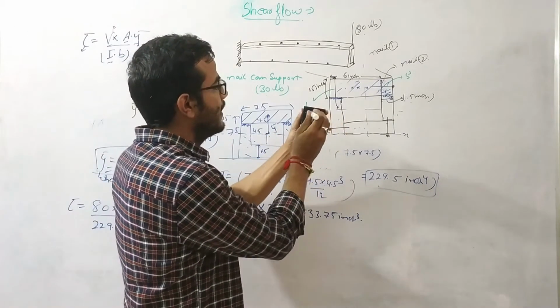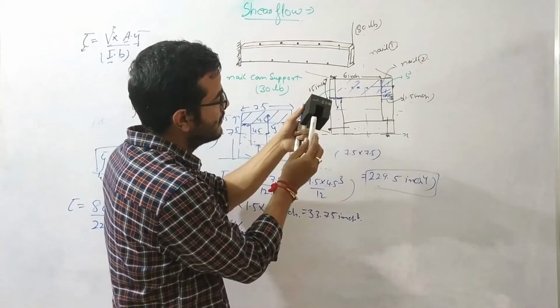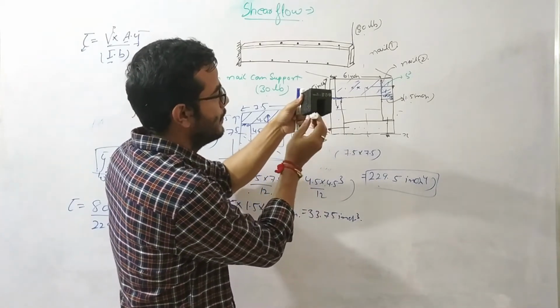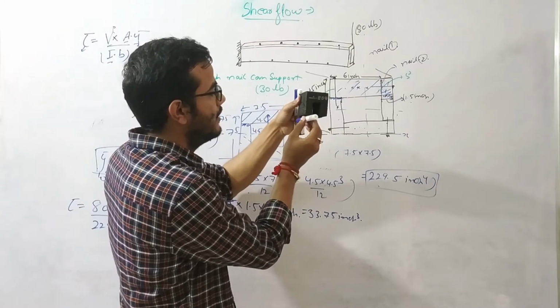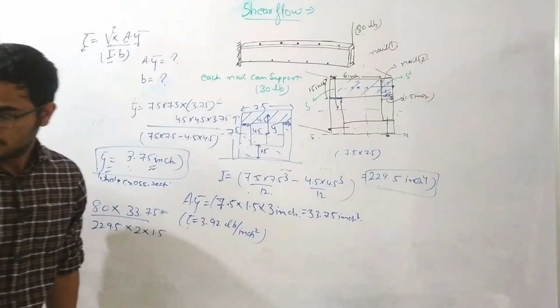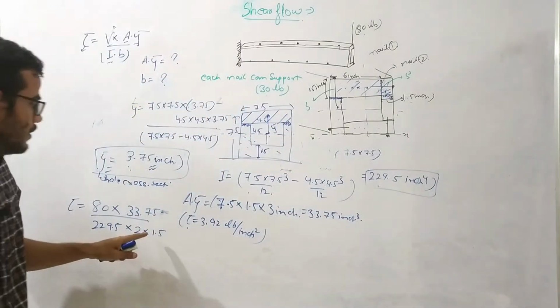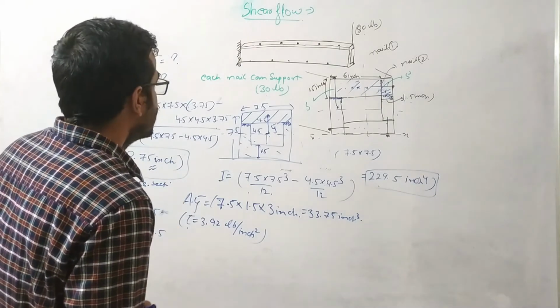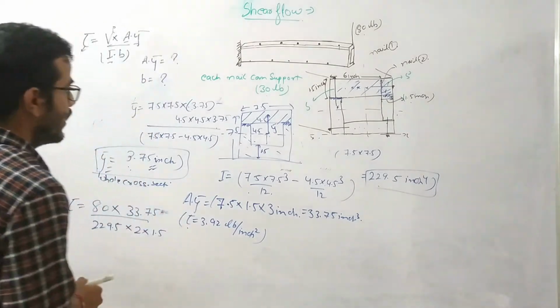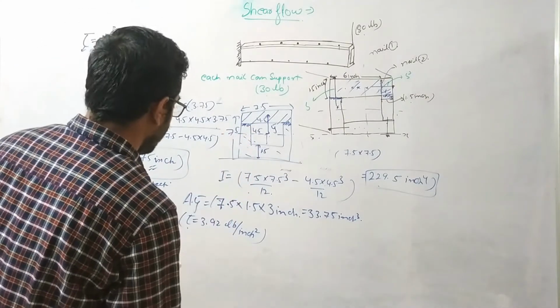So the shear stress will be acting at this point. If the unbalanced force is acting along this section, then to resist it the shear stress will act in this plane. This is the plane I'm talking about. Now this is clear, and tau is calculated.